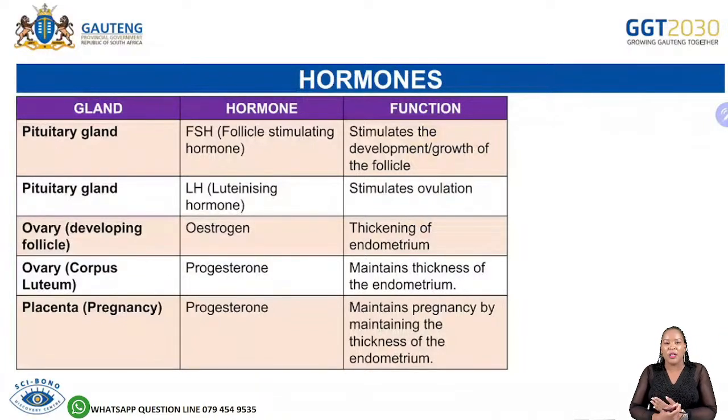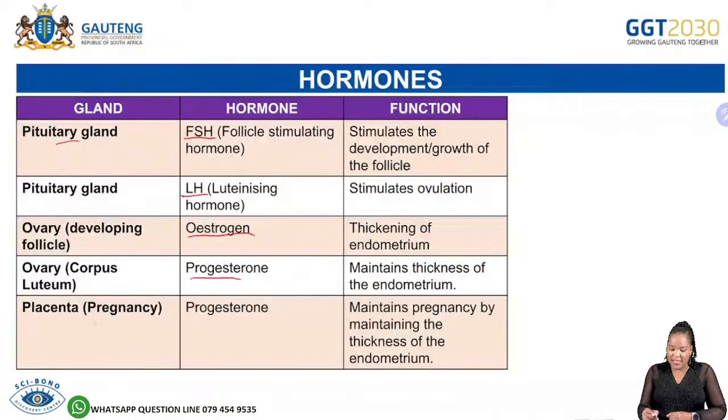So how many hormones are controlling that process? 4. What are they namely? We have FSH, we have LH, estrogen, and progesterone. So FSH is the follicle stimulating hormone that is secreted by what? The pituitary gland. So you need to remember there are 2 hormones that are secreted by the pituitary gland, and there are 2 hormones that are secreted by the ovaries itself.